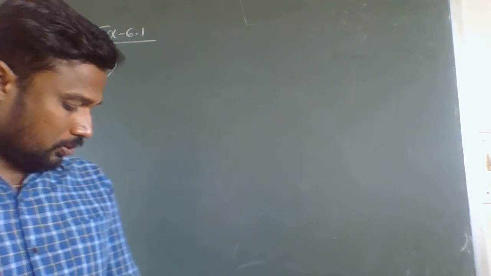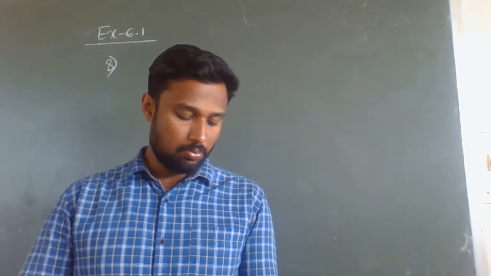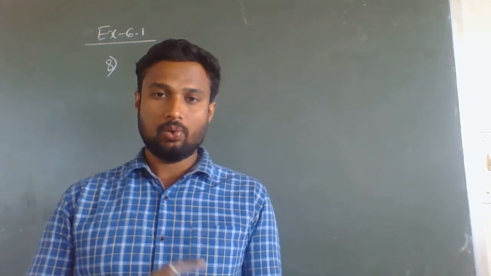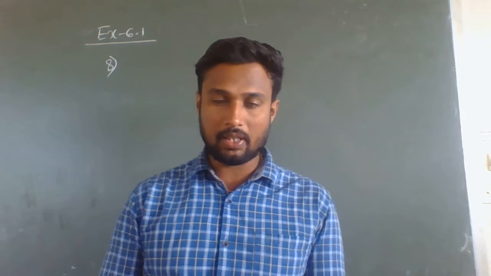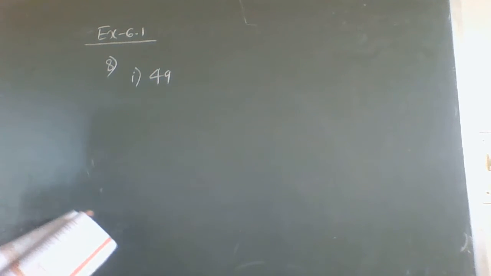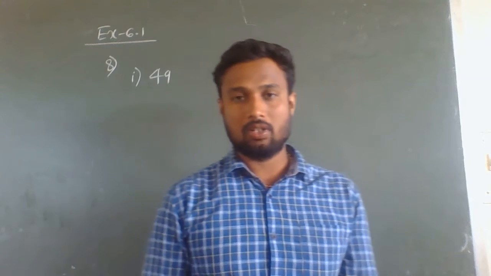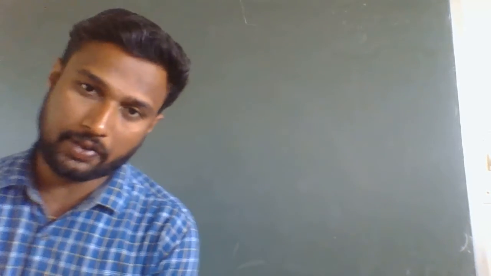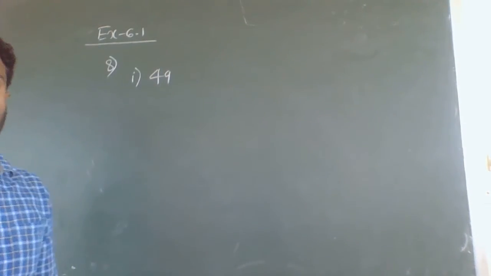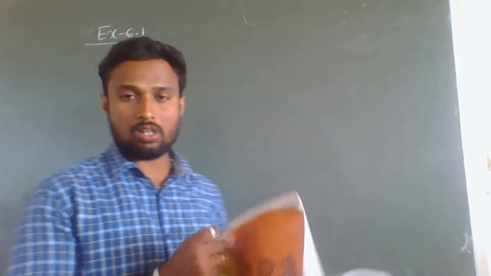So here in 8th question, what they have given is: express 49 as the sum of 7 odd numbers. You have to express this 49 as the sum of 7 odd numbers. We know that square numbers are always the sum of odd numbers only.